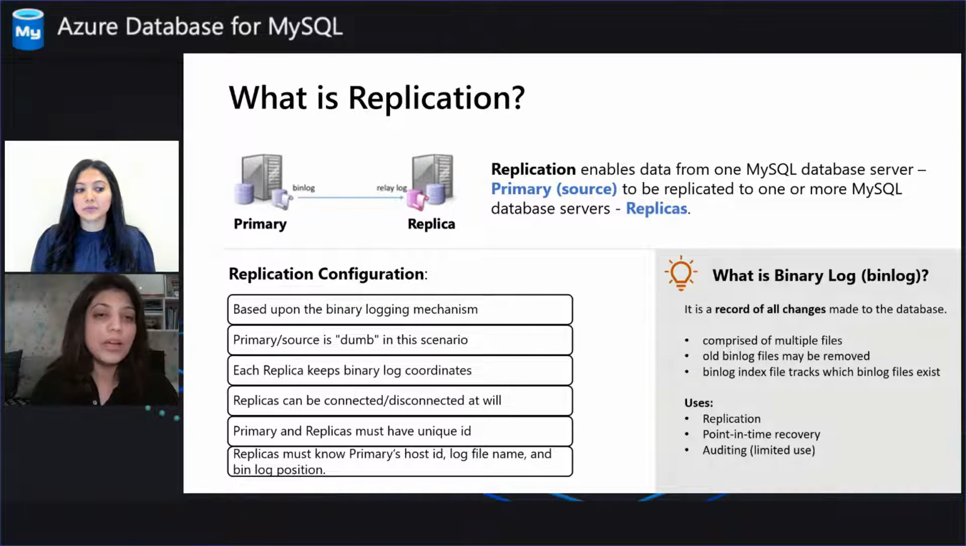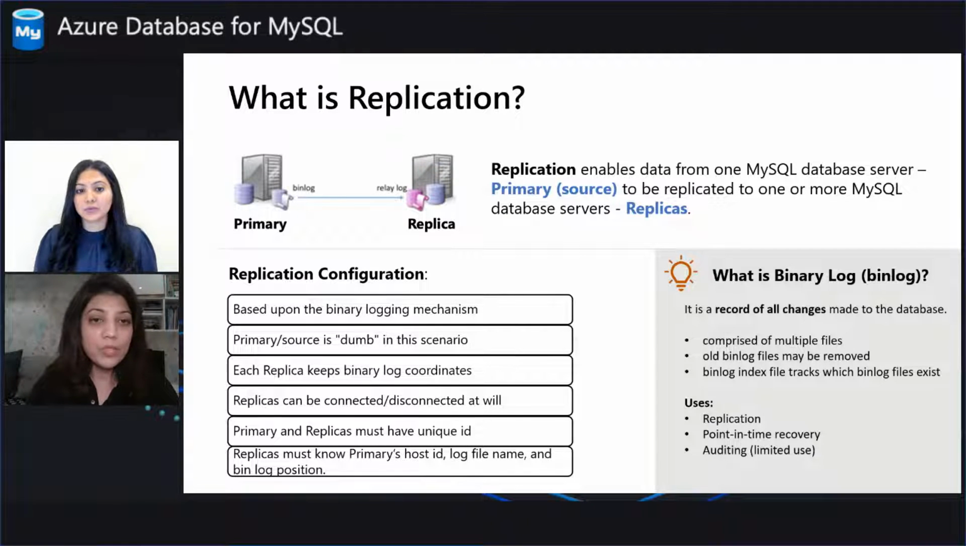So let's start with understanding the replication configuration. Replication in MySQL Flexible Server is based on the binary logging mechanism. Here, the primary or the source server is always the dump terminal, and it is the replica which must know the primary host ID, log file name, and the bin log position, or in other words, the binary log coordinates, to be able to communicate with the primary and replicate data into it.